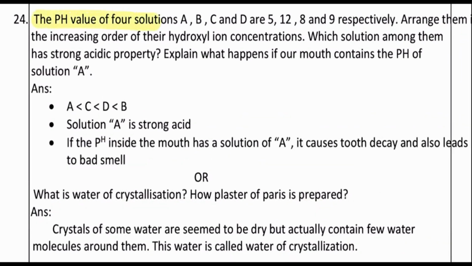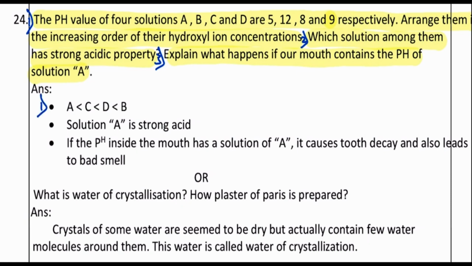The pH values of four solutions A, B, C and D are 5, 12, 8 and 9 respectively. Arrange them in the increasing order of their hydroxyl ion concentration. Which solution among them has strong acidic property? Explain what happens if our mouth contains the pH of solution A. Here there are total 3 questions. First one is this one, the second one is this, and the third question. First question answer is this.